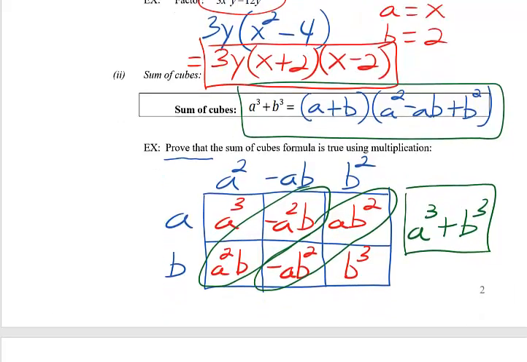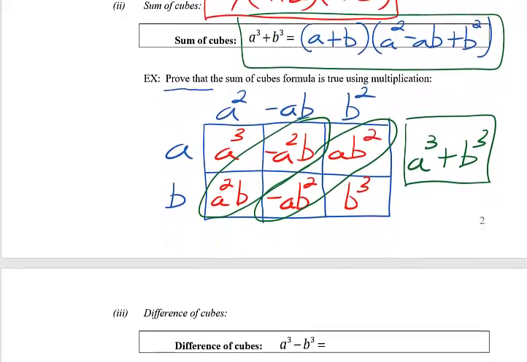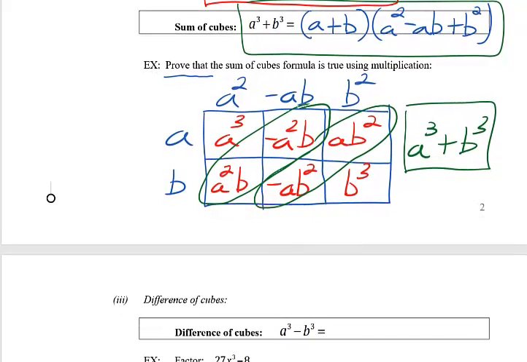Well, let me write down the third category for you, and then we'll work an example. The third category is very, very similar to the sum of cubes.